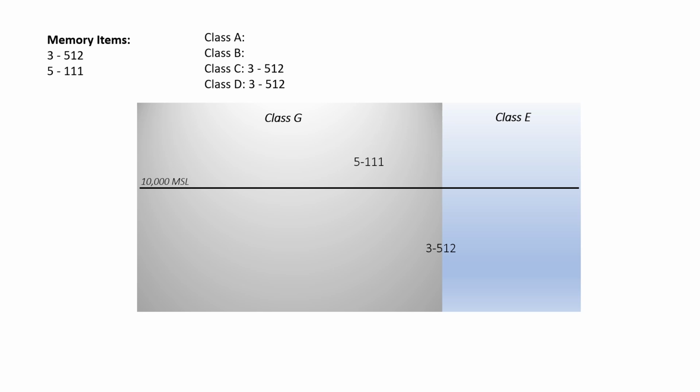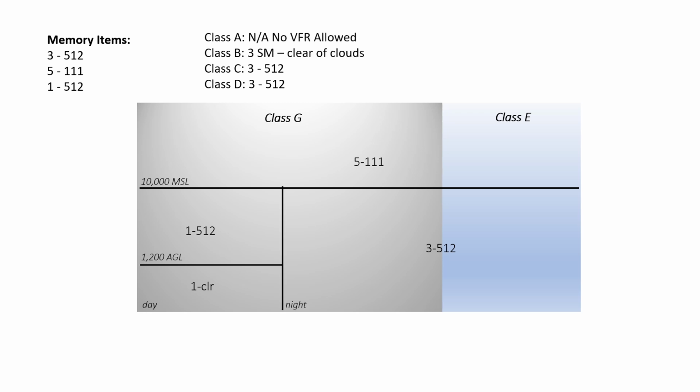Next, the most common type of G flying is in the pattern in the day, where we get the biggest break, 1 mile and clear of clouds. We get a smaller break above 1200 AGL in the day, which again is rare. This is 1512, which could be our third memory item. There's no break at night for either E or G, it's 3512. Class B is a bit more relaxed because everyone's talking to the controller, 3 miles and clear of clouds, and of course, Class A is IFR only.